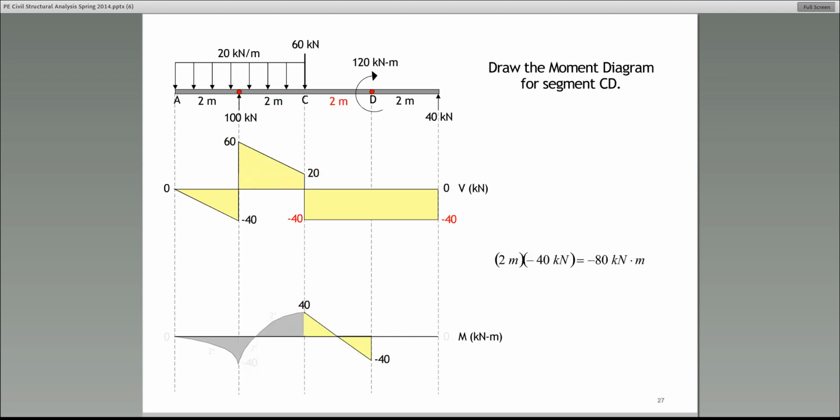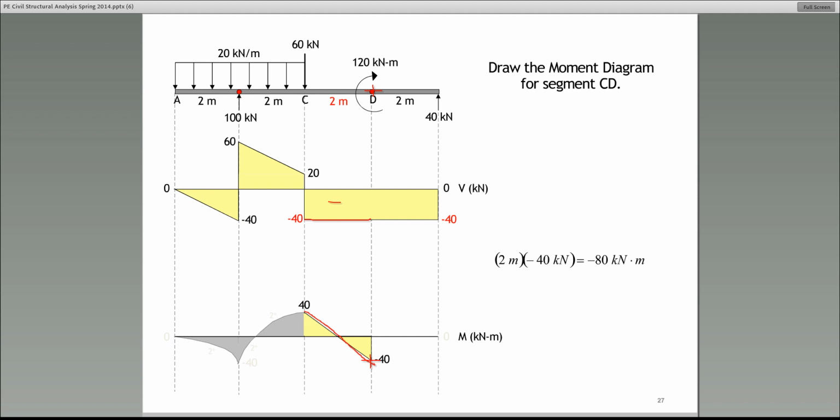As you go from C to D, look, the shear is a 0 degree curve. Therefore, moment needs to be a first degree curve with a negative slope. Why negative slope? Because the shear is below the x-axis. Now, in this particular problem, this is very important because at the point D, what do we have? Look at the load diagram. At the point D, we have a concentrated moment equal to 120 kilonewton meter. That will introduce an abrupt change in moment at the point D.